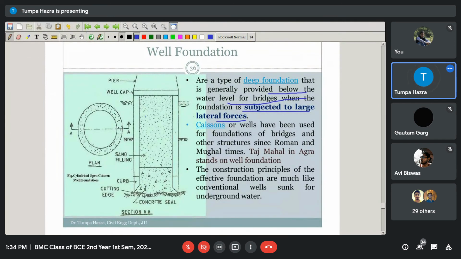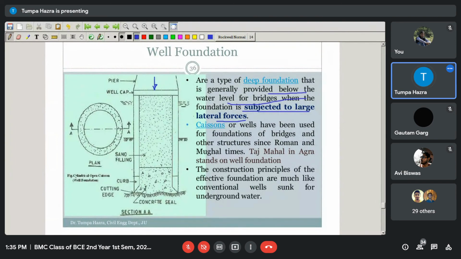Okay, construct a coffer dam, and then you have to pump the water from within the coffer dam. And then immediately you have to construct the well foundation. A certain portion of the foundations you can construct in the bank, and then it will be taken to the place where you want to construct the foundation.